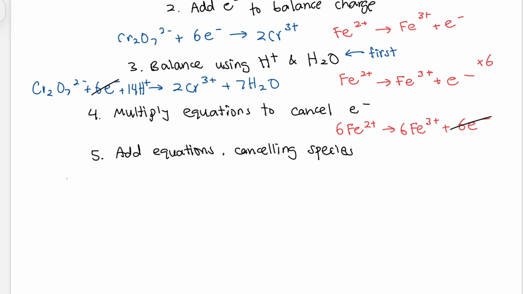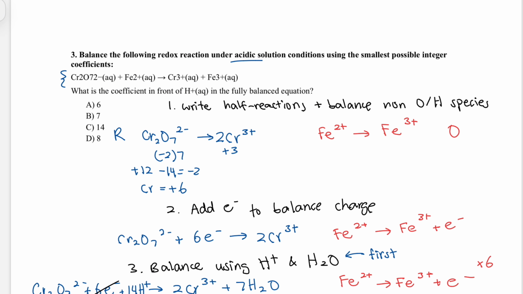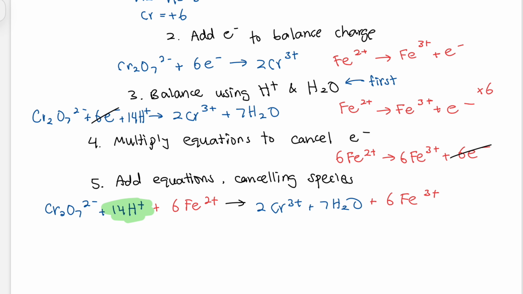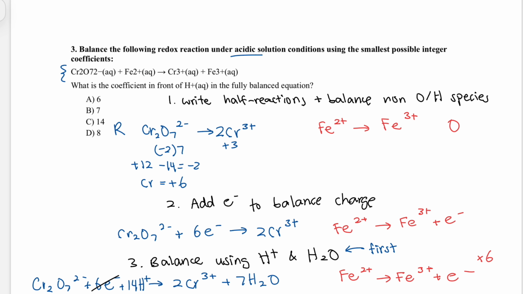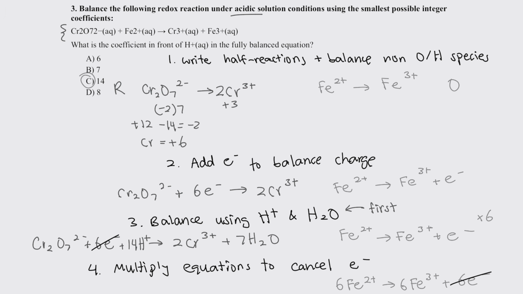So I'm going to write out the new equation when we have added everything together. And then because it's in an acid condition, I can keep the H pluses that are in here, and then this will be my final equation. So what was the question even asking? What is the coefficient in front of H plus in the fully balanced equation? That is 14.